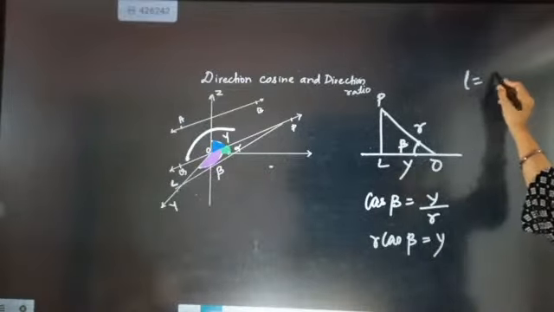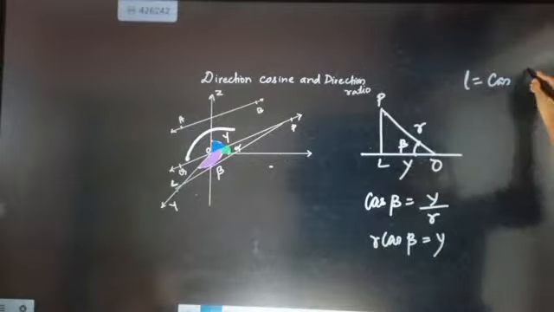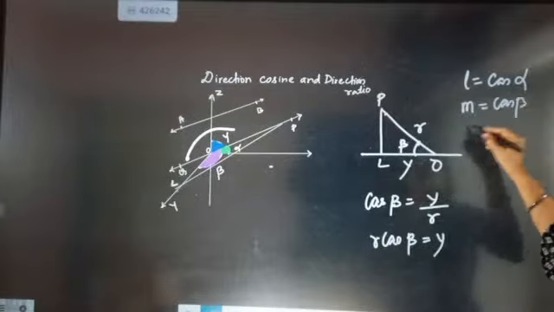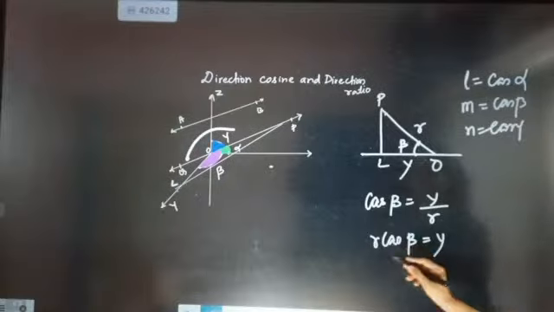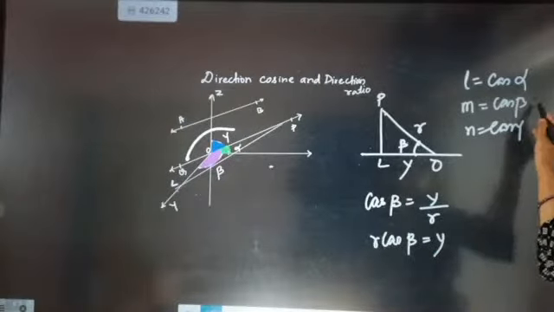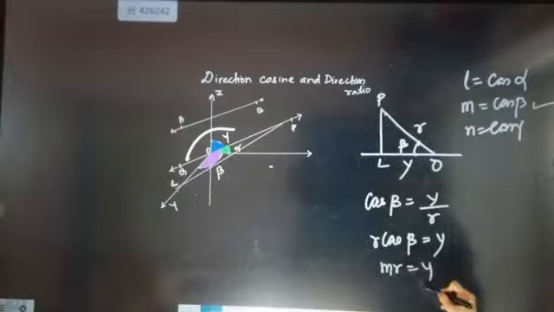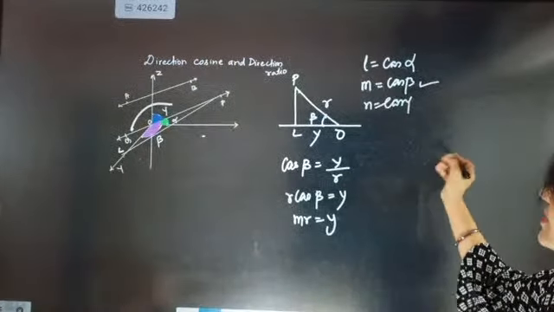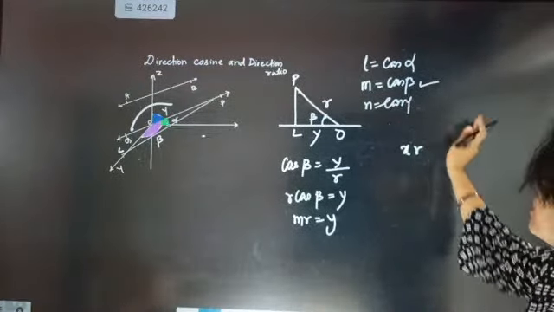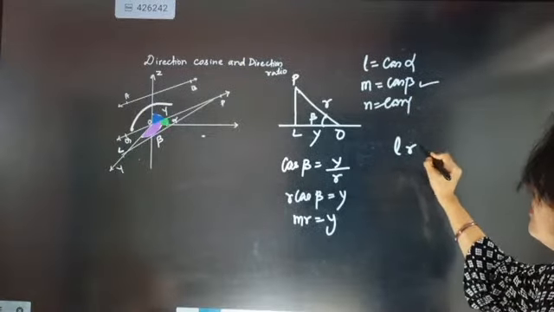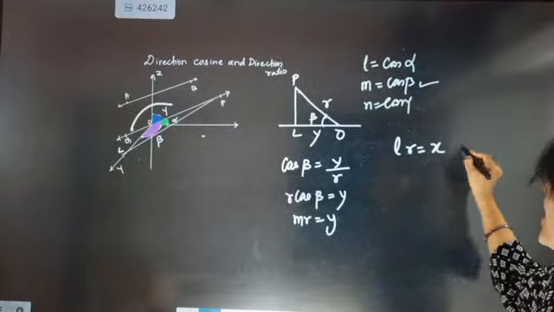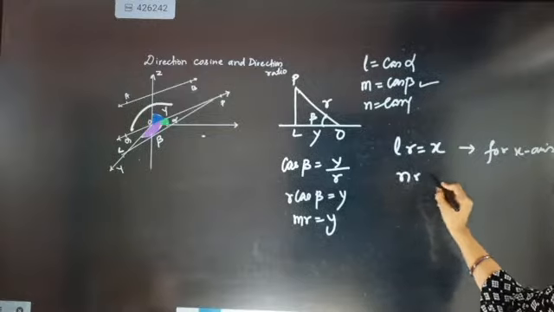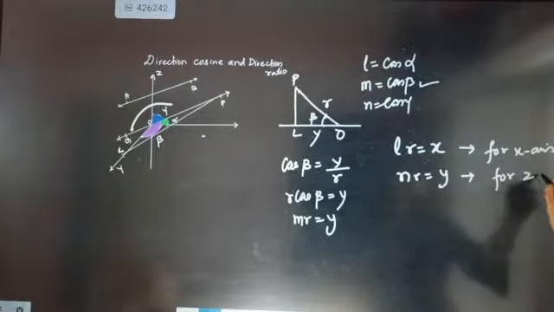And we know that L will be equal to cos alpha. The direction cosines: cos alpha will be written as L, cos beta as M, and cos gamma as N. So MR equal to Y. Similarly for the x-axis, LR equal to X, and NR equal to Z for the z-axis.